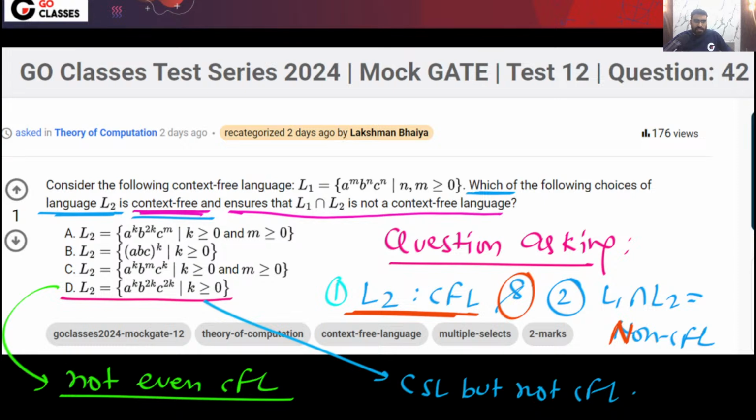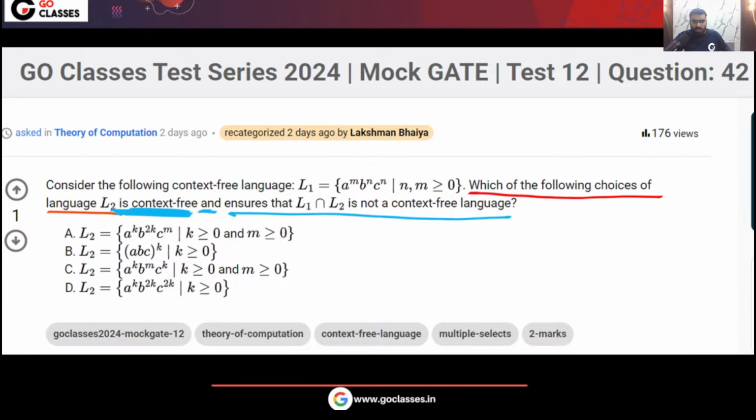So you can reject this option. This option is automatically gone. Now let's see the remaining options. We only have to check the remaining options. You can see in the remaining options, L2 is actually CFL. Yes or no? L2 is actually CFL.